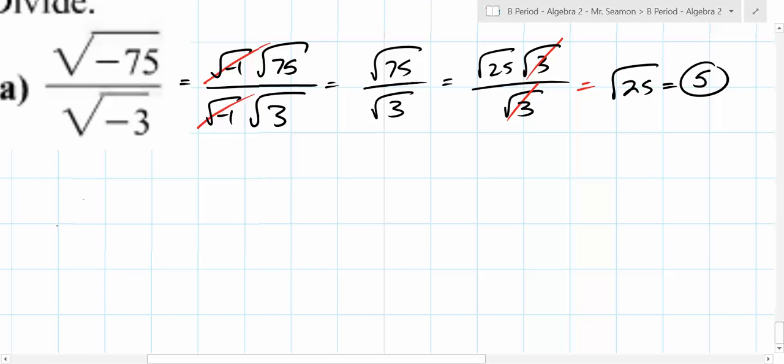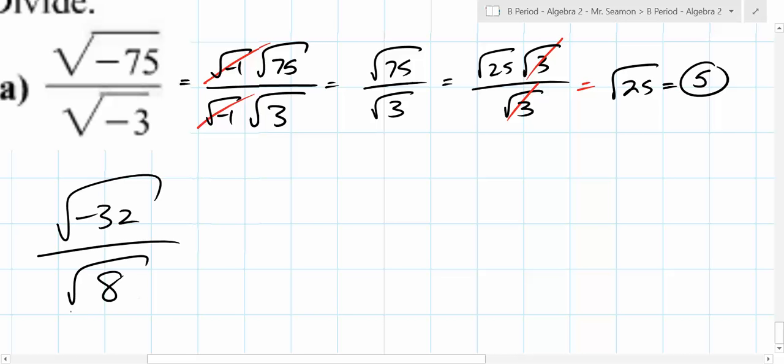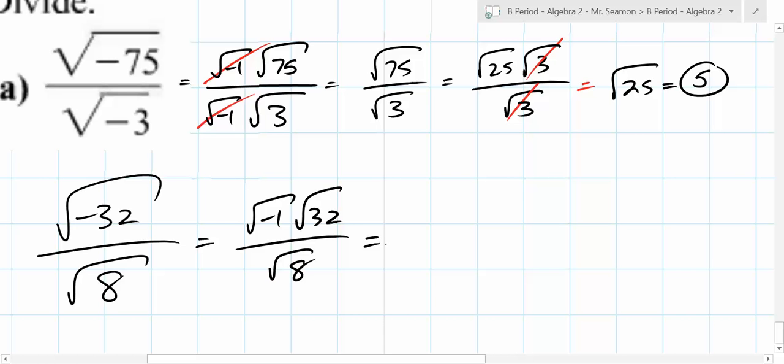No. What happens if I gave you this one, though? Negative 32 over the square root of 8. What's the key difference between this one and the one we just did? It doesn't have two negatives. So on the top, what can we pull out first? The square root of negative 1 times the square root of 32, over the square root of 8. Well, what is the square root of negative 1? So we have i root 32 over the square root of 8.